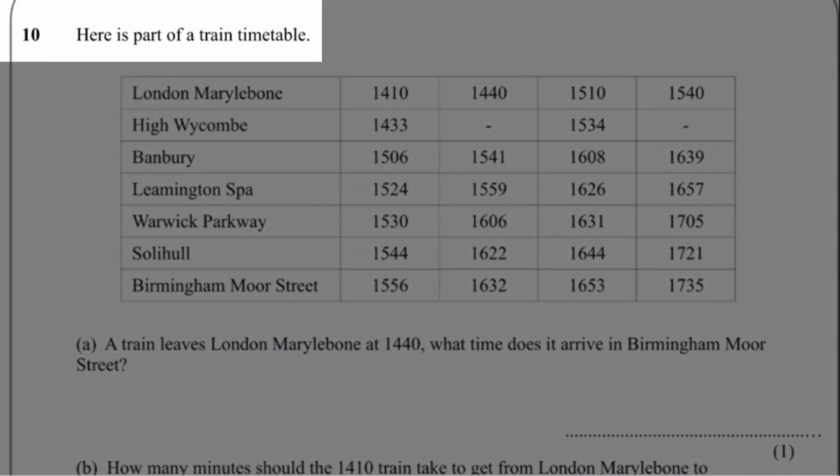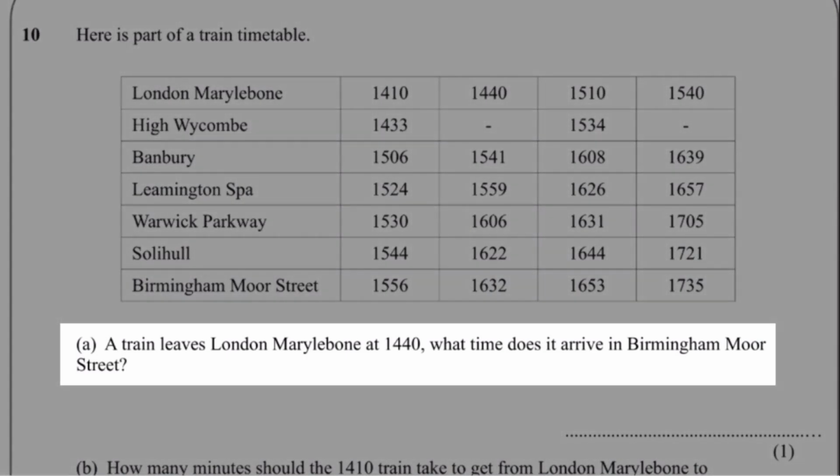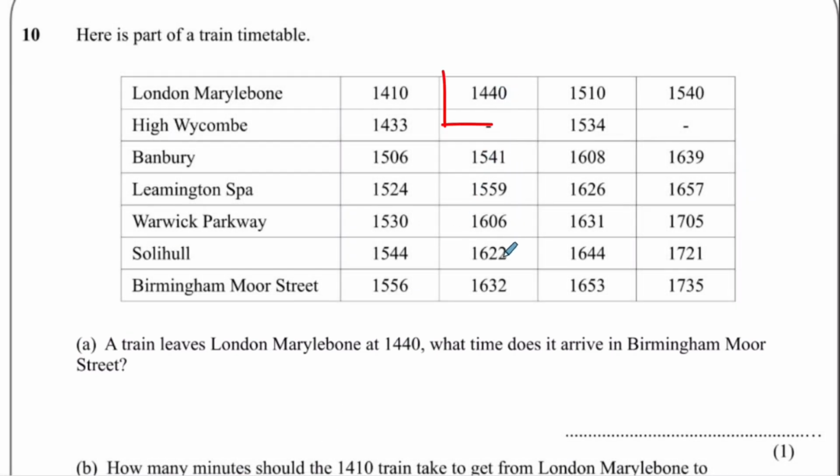Question 10. The first thing is read the question. Here is part of a train timetable. Part A. A train leaves London Marylebone at 14:40. What time does it arrive in Birmingham Moor Street? So London Marylebone 14:40, Birmingham Moor Street 16:32. So a simple mark, 16:32.